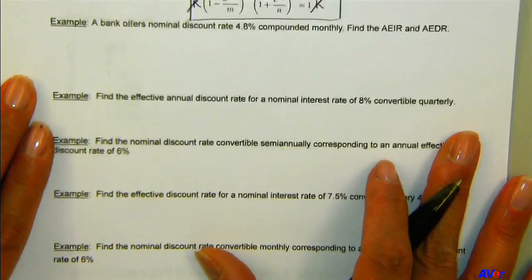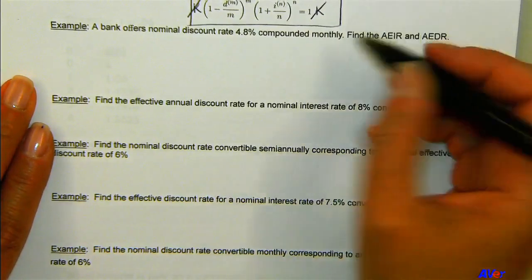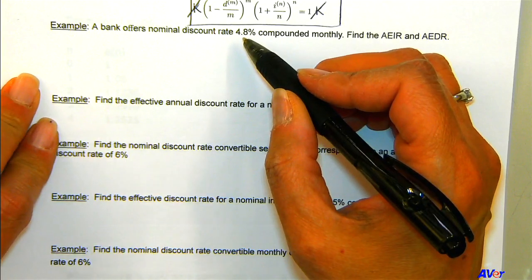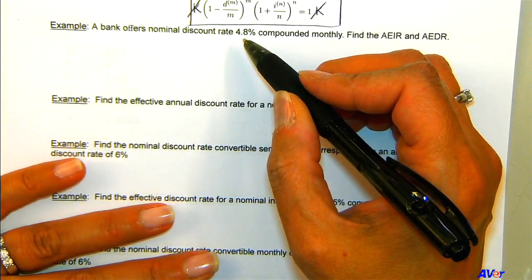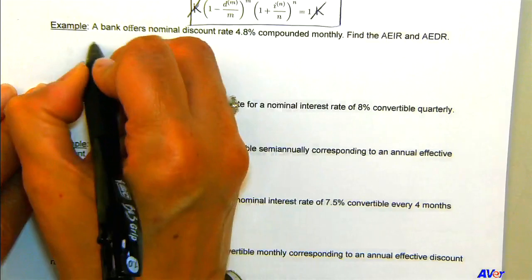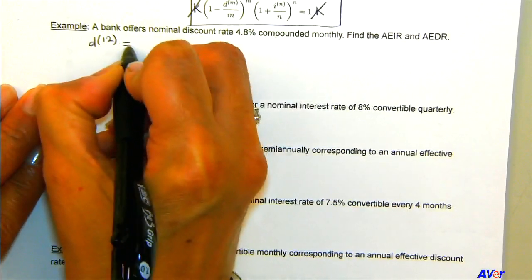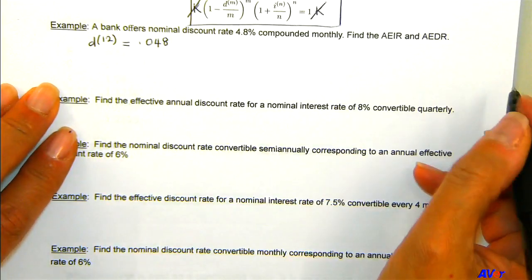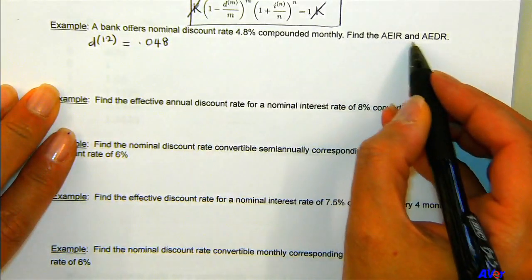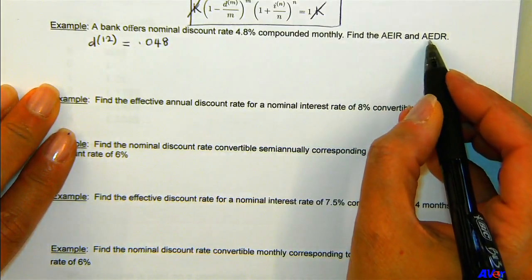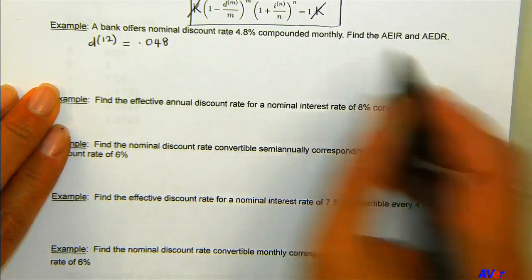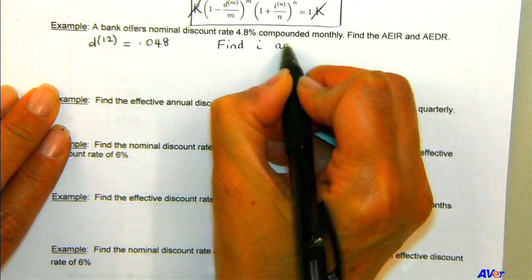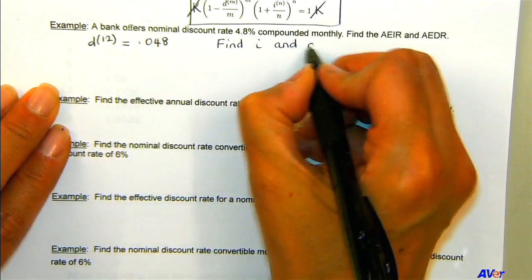Let's do some problems. A bank offers nominal discount rate 4.8% compounded monthly. That means d^(12) is equal to 0.048. Find the annual effective interest rate and the annual effective discount rate. So they're saying find i and find d, annual.